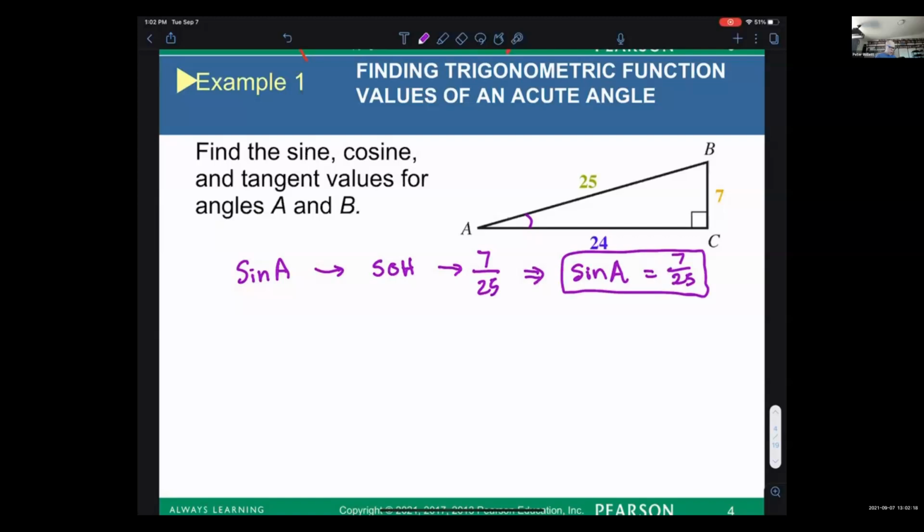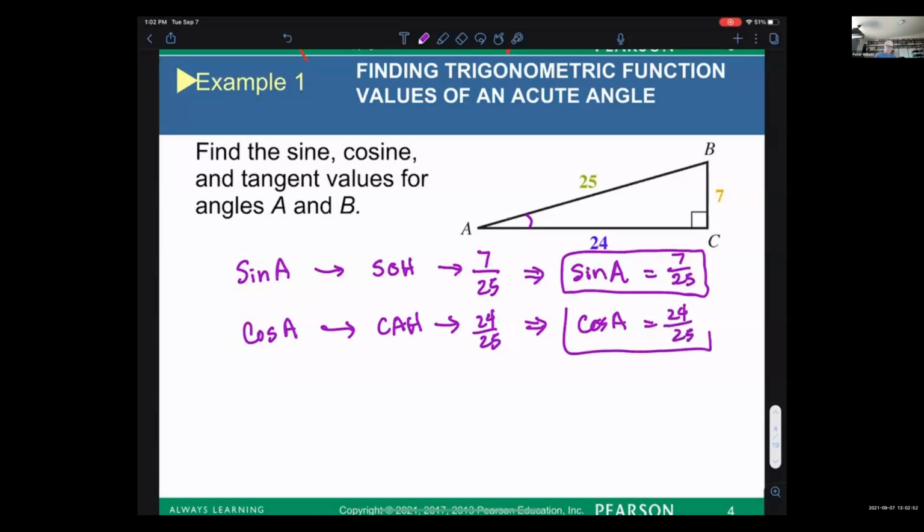All right, so if I was then saying I wanted to find the cosine of that same angle, the cosine is the adjacent over the hypotenuse. Adjacent to angle A is the 24. Hypotenuse is still 25, so that would be 24 over 25. So that tells me that the cosine of angle A is 24 over 25. Questions, comments, discussions about that?